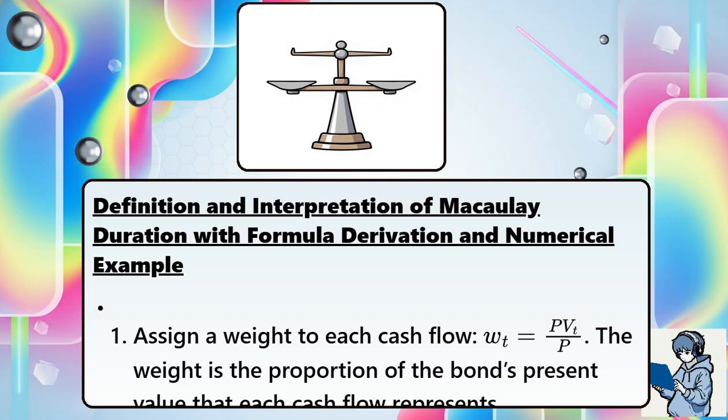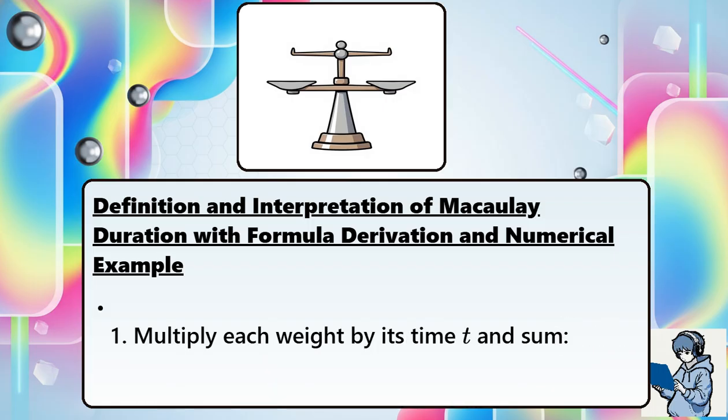Assign a weight to each cash flow. W sub t equals PV sub t divided by P. The weight is the proportion of the bond's present value that each cash flow represents. Multiply each weight by its time t and sum.